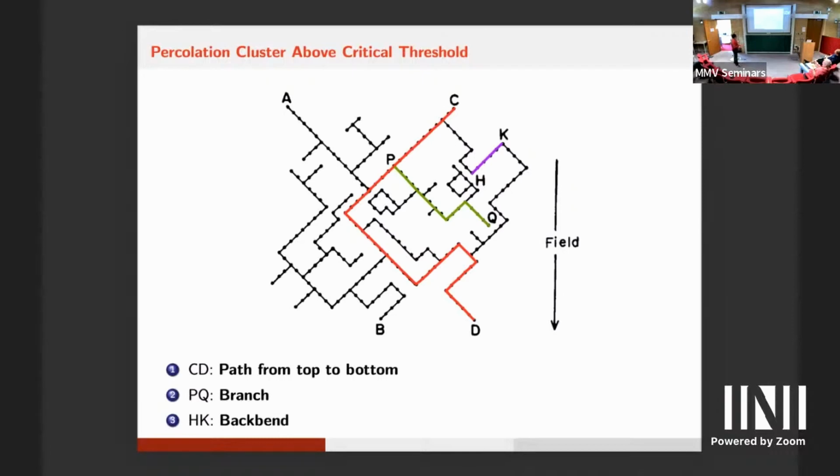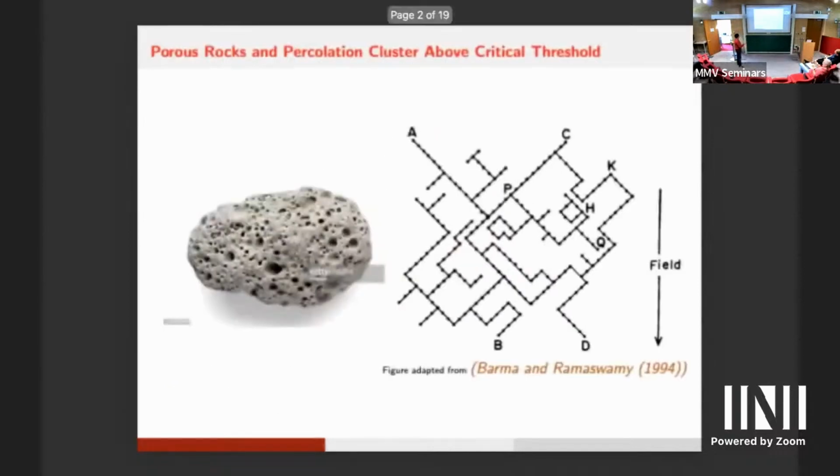And then there are these backbends. Why do I call it a backbend? Let me go back to the previous slide. Imagine you pour water from the top, and let's say there is gravity. This is what I've shown here. You want to see how much of the water that you have poured from above comes out of this end of the rock. So there's a field, which is like gravity.